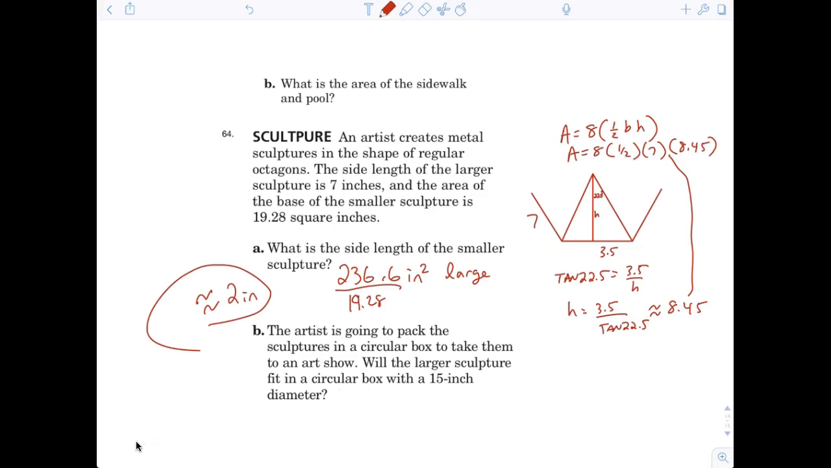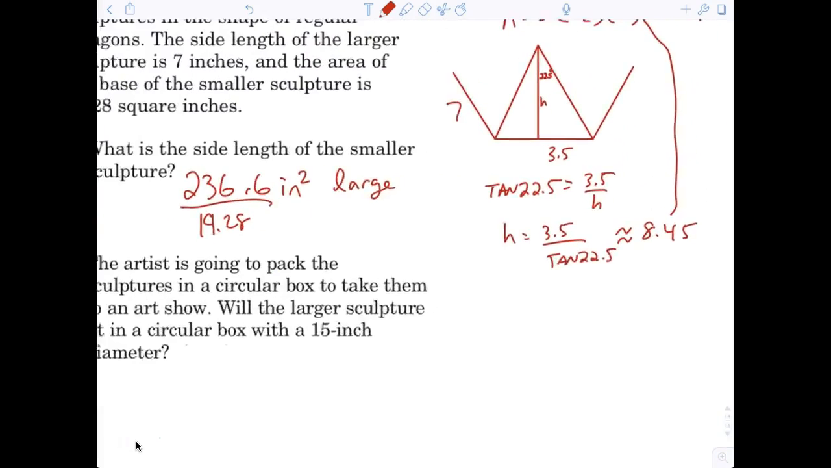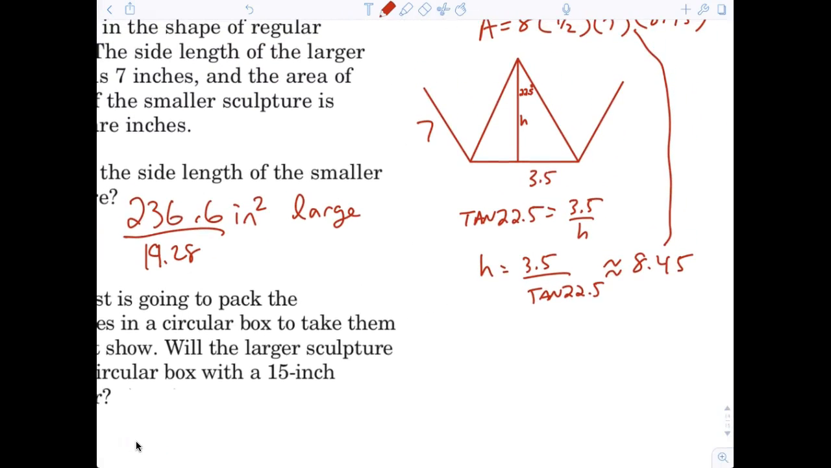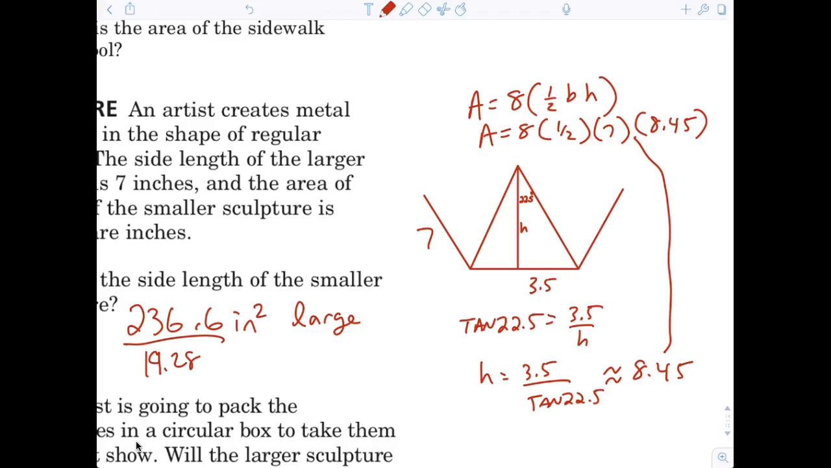Now, what made this particularly hard was we had to find the area of the octagon first, which is on the test. Now it says the artist is packing the sculptures in a circular box to take them to an art show. Will the large sculpture fit in a circular box with a 15-inch diameter? Well, how do I know that? Because twice the length would be 16 or 17. But that's not the largest part of it, is it?